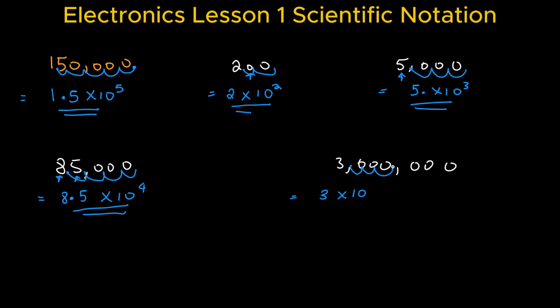1, 2, 3, 4, 5, 6. So it's to the 6th power. Alright, as you see, the scientific notation is very convenient for expressing large numbers. Now let's move on to expressing small numbers, because in electronics we will see small numbers a lot of times.